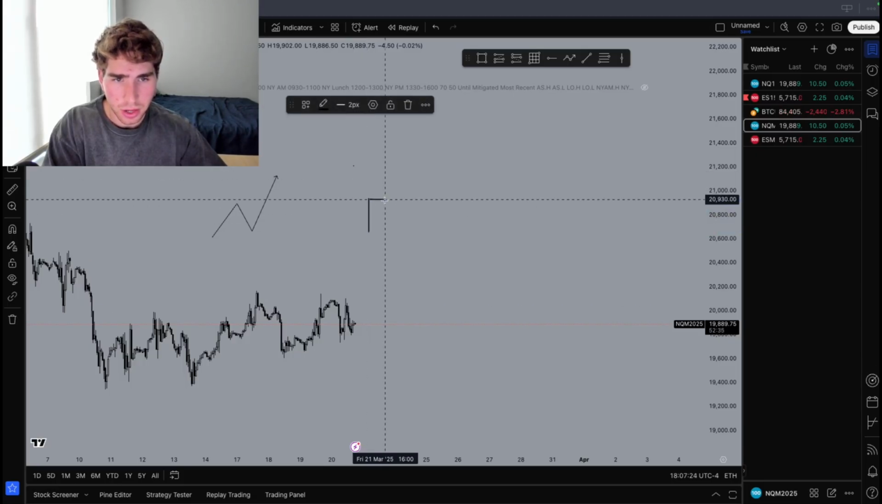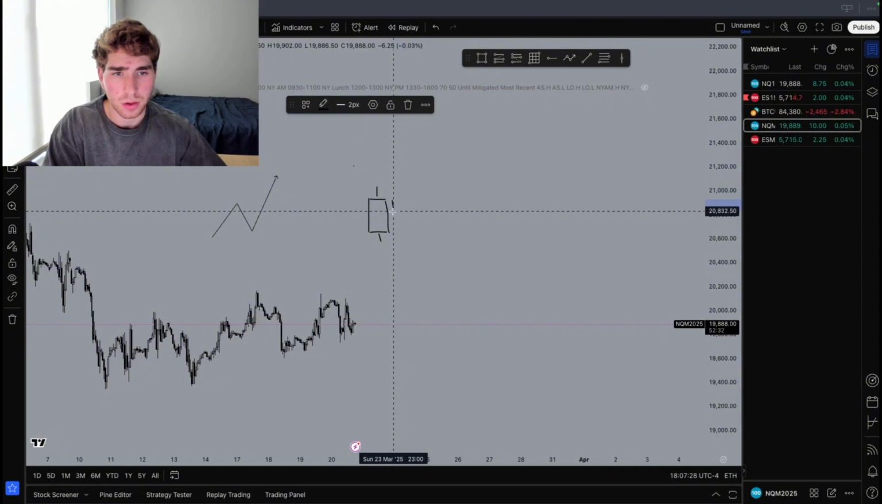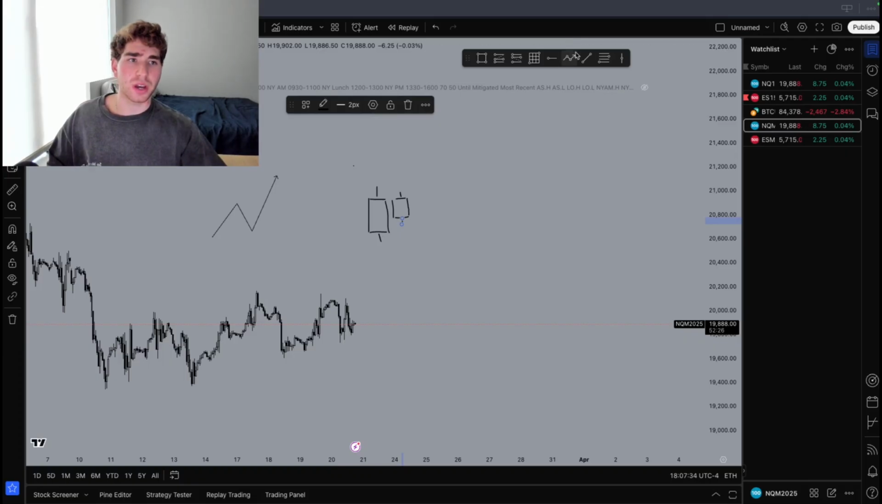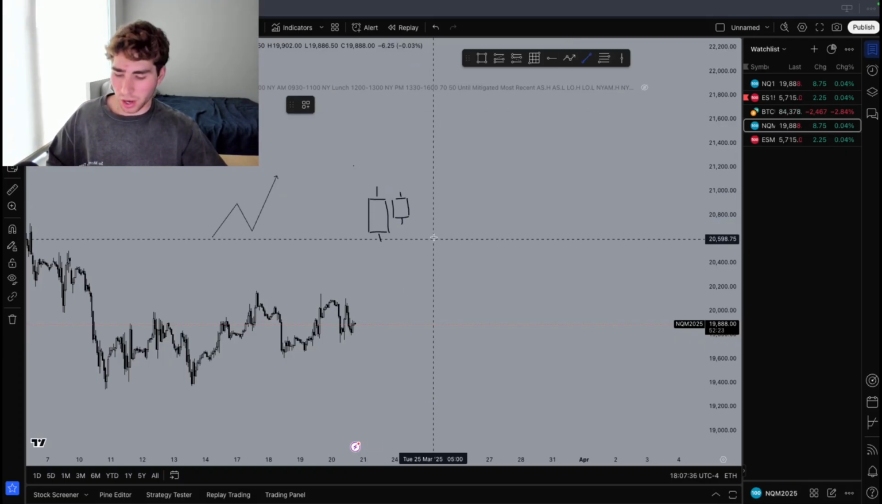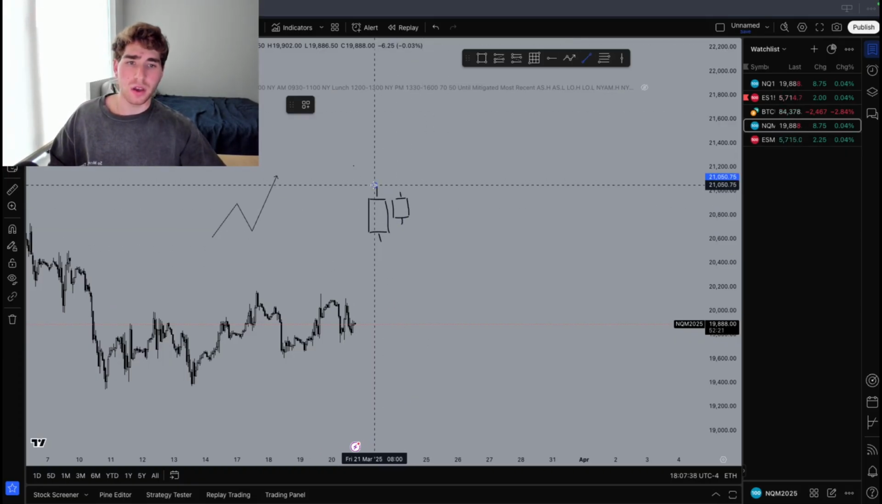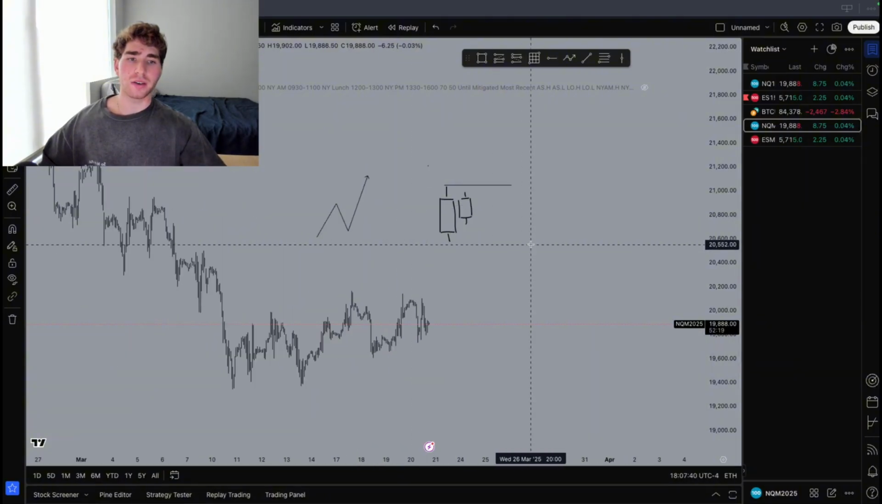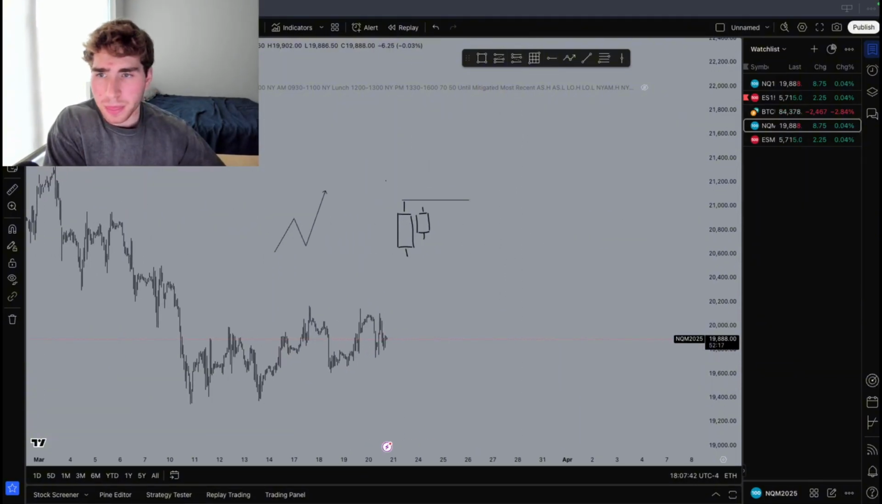Green candle, right? Red candle. Alright, what does this create? Now we have a swing high, right? Because you have a green candle and a red candle. You have a move up and a move down. This creates a swing high. What do we want price to do now, right?